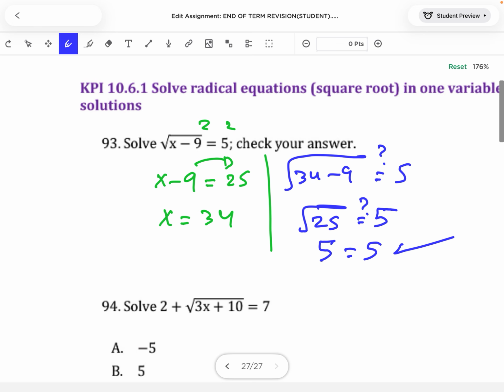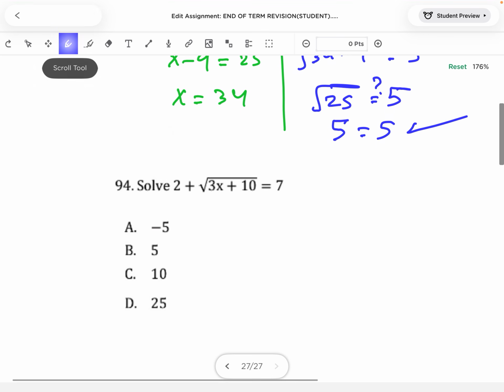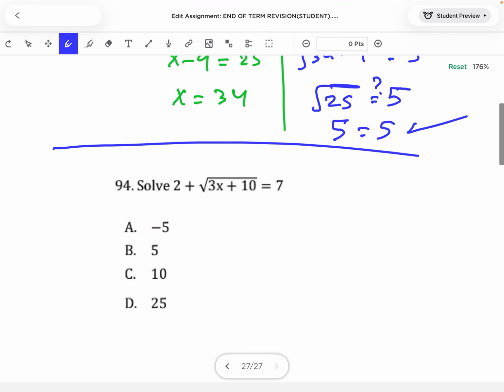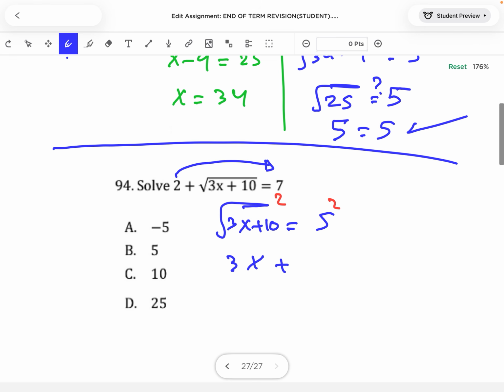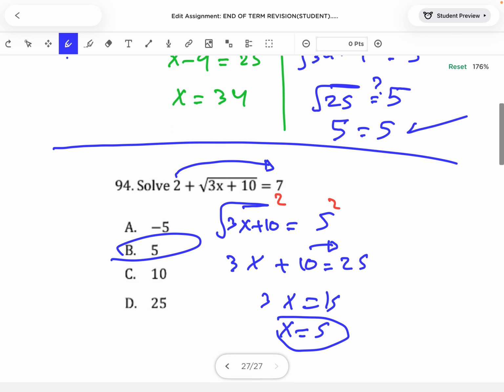Next. Move it to the other side to put the radical alone. So the 3rd root of x plus 3x plus 10 equals 5. Power 2 both sides. So 3x plus 10 gives me 25. 10 to the other side. 3x equals 15, yani x equals 5. This is a piece of cake question.